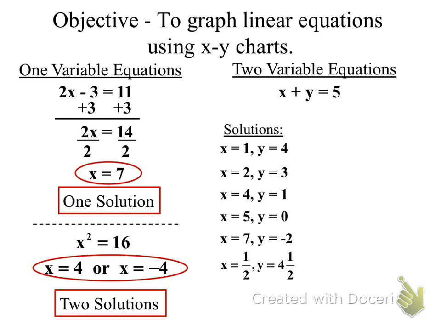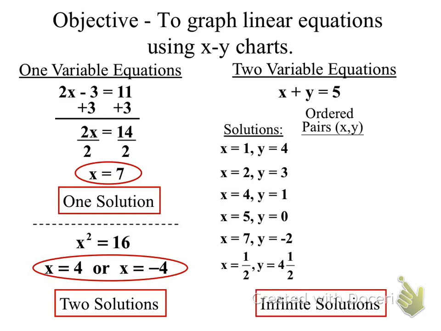So these are our ordered pairs. Because there are so many possibilities of choices for me, I could choose 1/4. I could choose 35/100ths. I could choose anything between 0 and 1, or anything between 1 and 2. I could choose 1,000,000. I have infinite solutions. And if I have an x and a y, they're basically your ordered pair. So it'd be (1, 4), (2, 3), (4, 1), (5, 0).